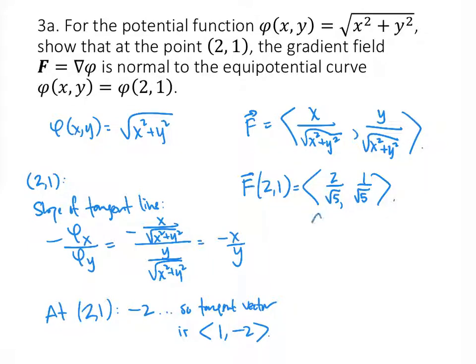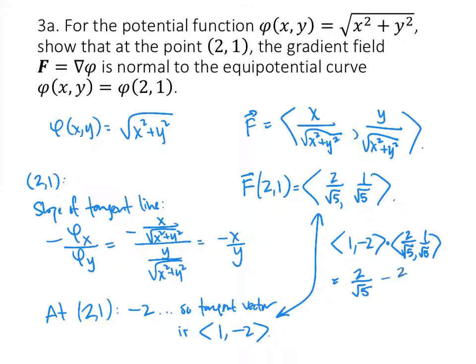So all we have to show is that these two vectors, the tangent vector to the curve and the vector in the vector field, are perpendicular to each other. And the way that we check for perpendicularity is by taking a dot product. So this is going to be <1, -2> dot <2 over radical 5, 1 over radical 5>. That's going to give us 2 over radical 5 minus 2 over radical 5, and sure enough, that turns out to be 0.